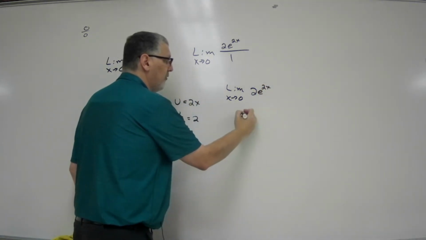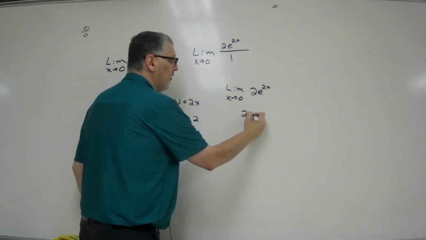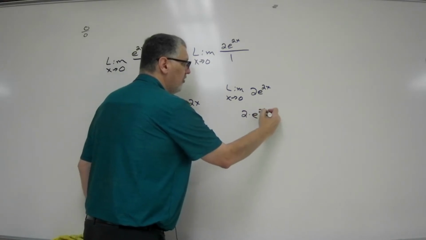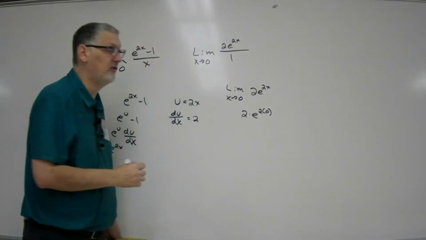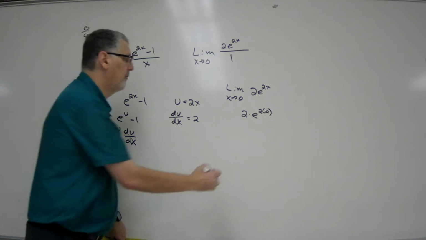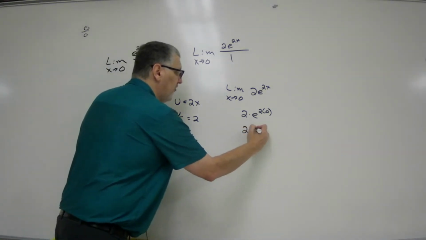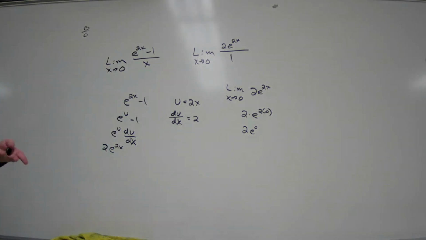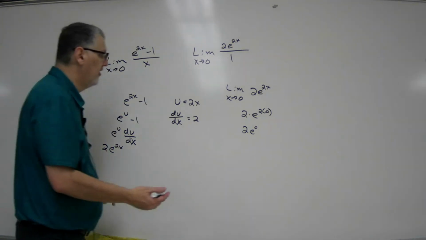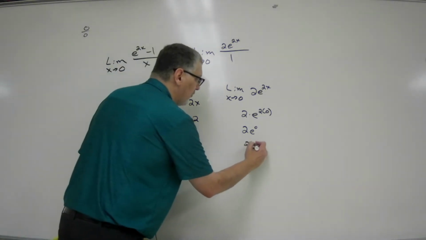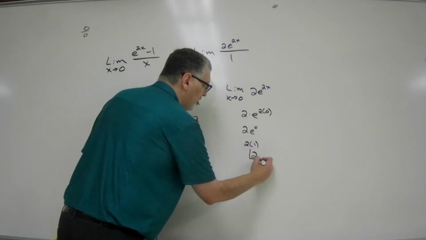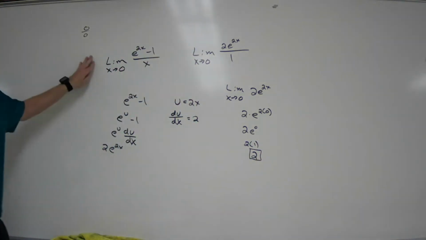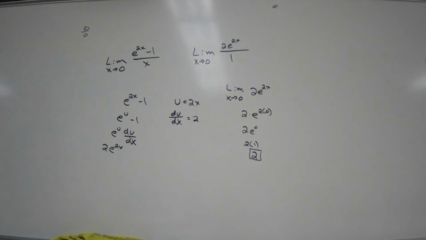We substitute in: we have 2 times e to the 2 times 0 power. That becomes 2e to the 0 power, and once again, anything to the 0 power is 1. Perfect. So that just simply gives me 2 times 1, which is just 2. So that would be the limit of this. Cool beans? Yes? Okay. What's your question?